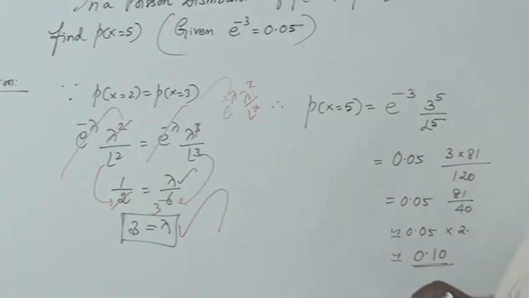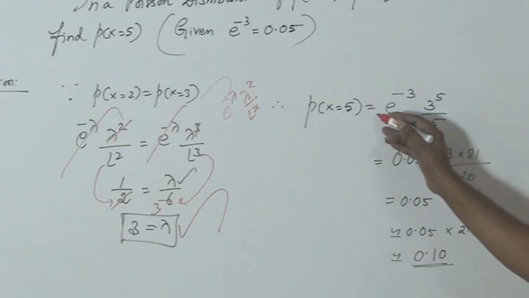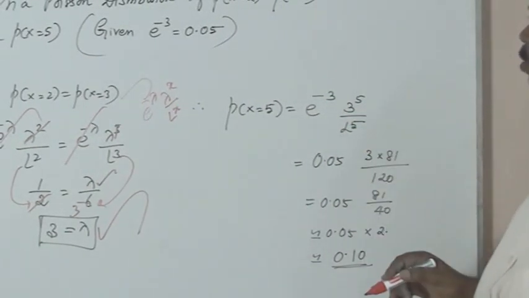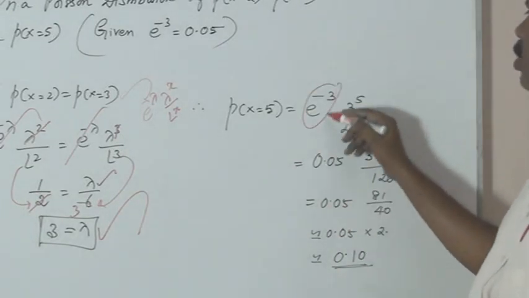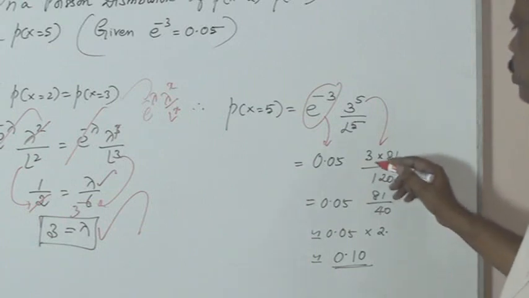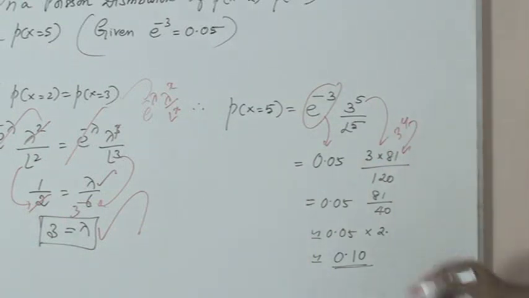So after calculating the lambda, you must go for the probability of x is equal to 5. That is e power minus 3, 3 power 5 by factorial 5. So e power minus 3 value is given as 0.05. 3 power 5 can be written as 3 into 3 to the power of 4. 3 to the power of 4 is 81. Factorial 5 is what? 120.